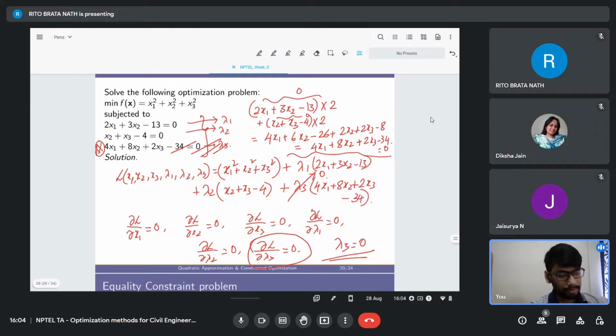So that's one additional check that you can do while solving this constrained optimization problem: whether one extra constraint is actually having some effect on the final solution or the constraint space or not. So that's the thing I wanted to discuss. Yeah, so this is fine.